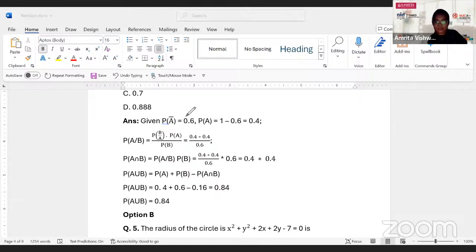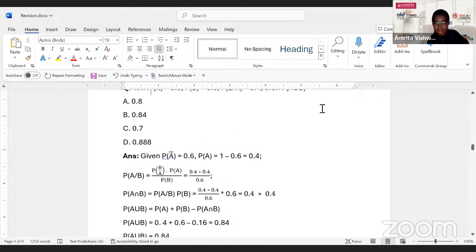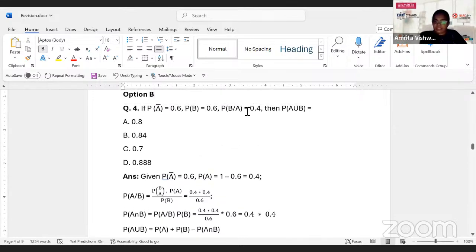P of A bar is equal to 0.6. So I want to find P of A, that is 0.4. Now P of A by B, I'll be able to write this as P of B by A into P of A by P of B. This is correct only. In the question, what they have given us, P of B by A is equal to 0.4. P of A is also 0.4. Okay, 0.4 into 0.4 by P of B, which is 0.6. So I'll be able to find P of A by B.